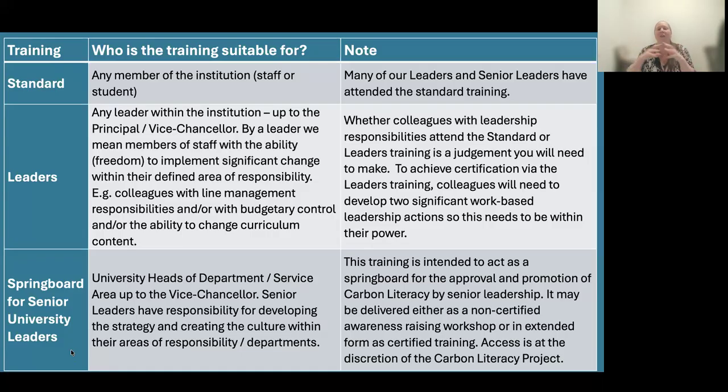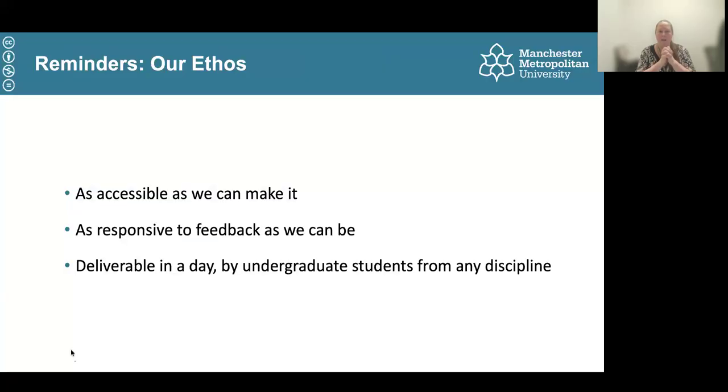Wherever it's applicable, they have been followed through into the leaders and the springboard for senior university leaders training. Next slide, please. So a quick reminder of the constraints we place on ourselves, our ethos around the toolkit.